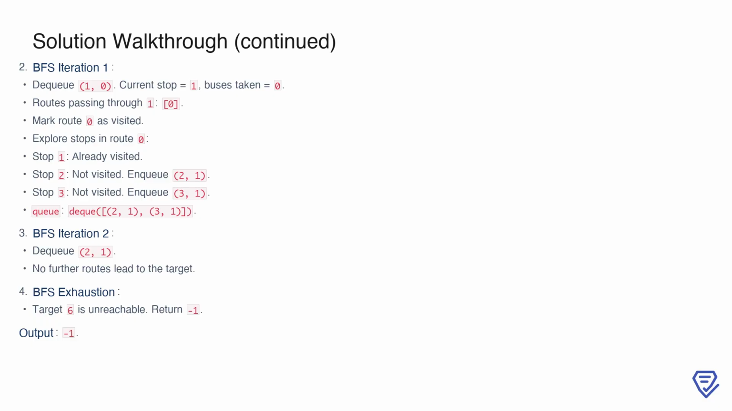However, in the second BFS iteration, we process stop 2, and no further routes lead to the target. At this point, the BFS exhausts all possibilities, and since we never reach stop 6, we conclude that the target is unreachable. The output for this example is -1.